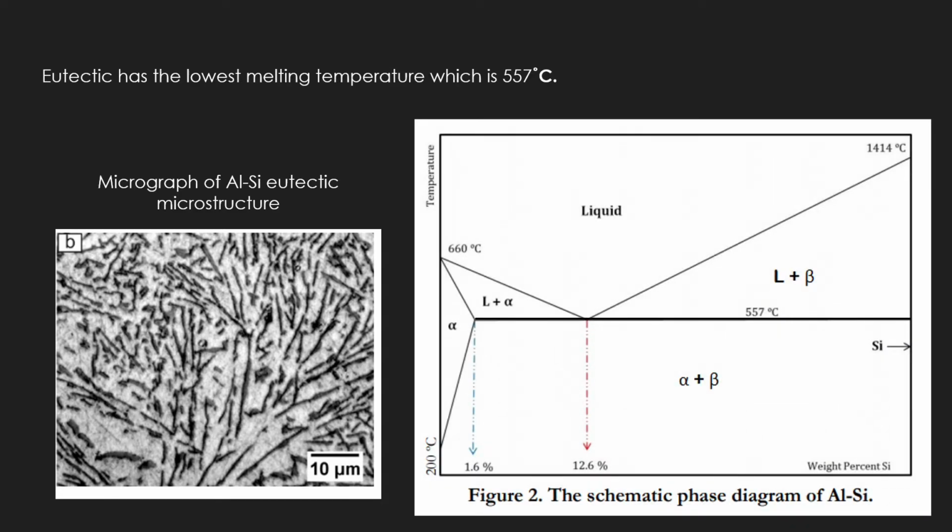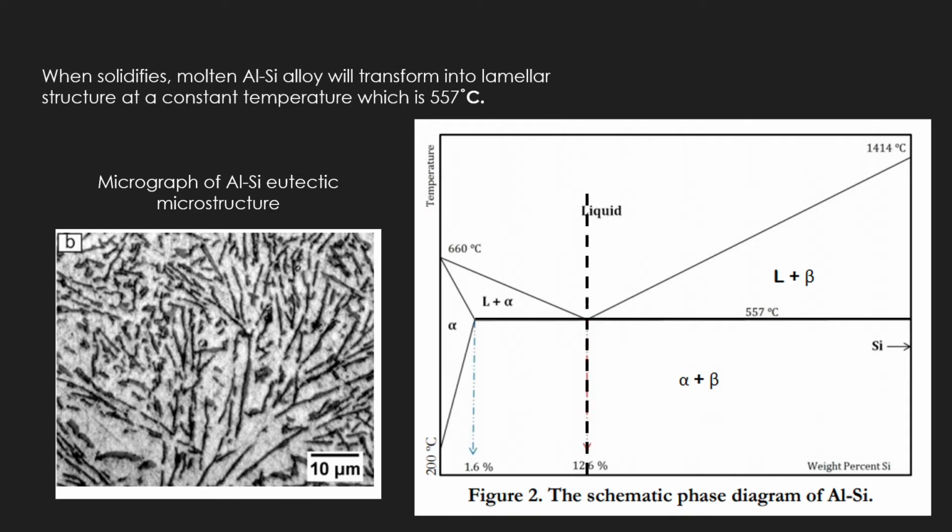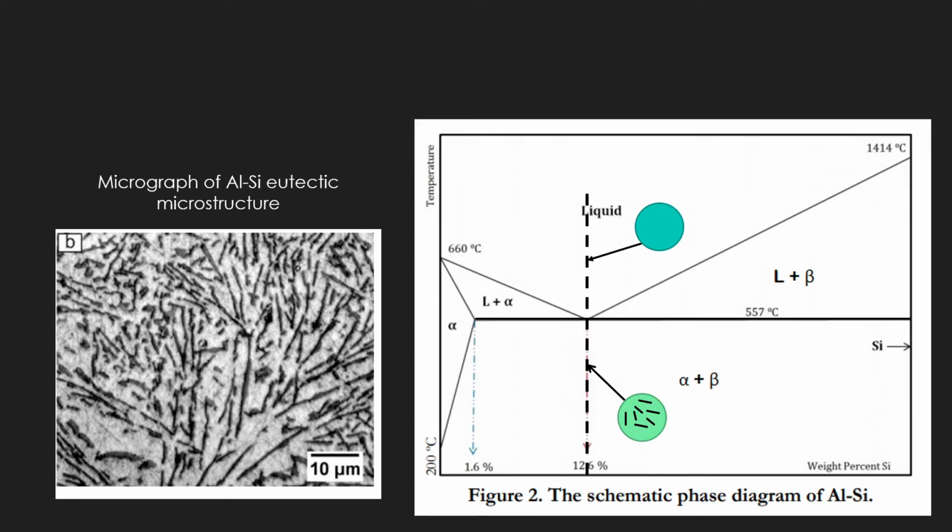Eutectic has the lowest melting temperature, which is 557 degrees Celsius. When it solidifies, molten aluminum silicon alloy will transform into a lamellar structure at a constant temperature, which is 557 degrees Celsius. The concentration of alpha phase is 1.6% silicon, while beta phase is 100% silicon.